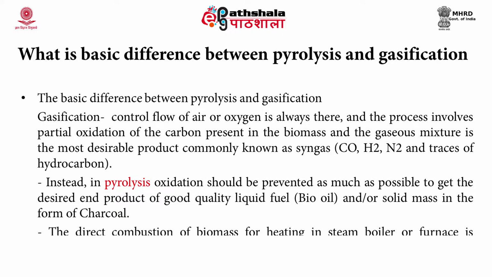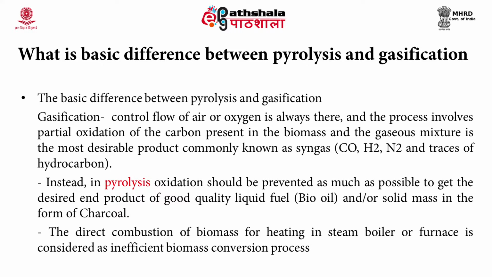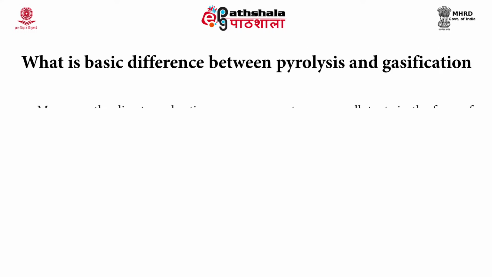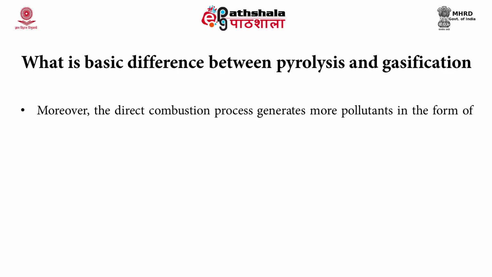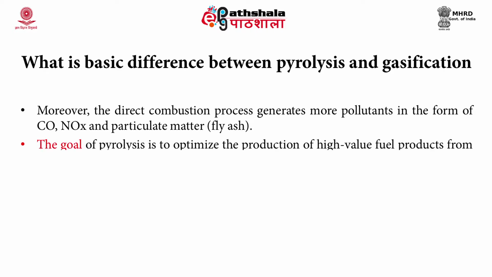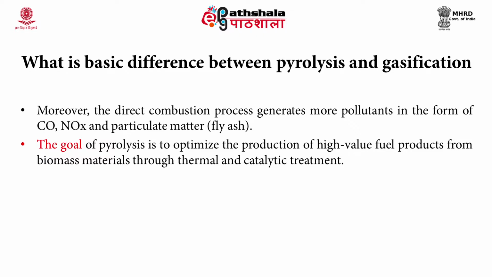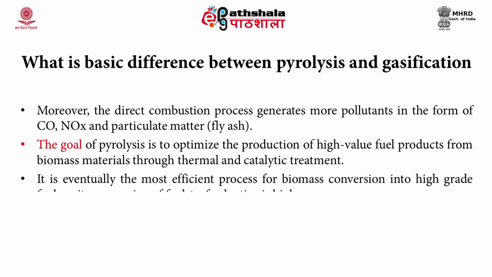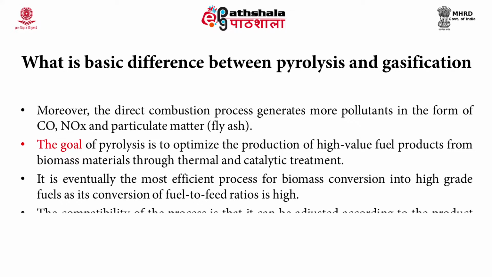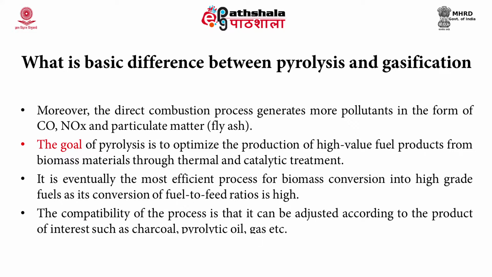The direct combustion of biomass for heating in a steam boiler or furnace is considered an inefficient biomass conversion process compared to gasification and pyrolysis. Also, the direct combustion process generates more pollutants in the form of carbon monoxide, oxides of nitrogen and particulate matter in the form of fly ash. So, high value fuel products are produced by the pyrolysis process. The advantage of the process is that it can be adjusted according to the product we need, such as charcoal, pyrolytic oil or gas, based on our requirement.